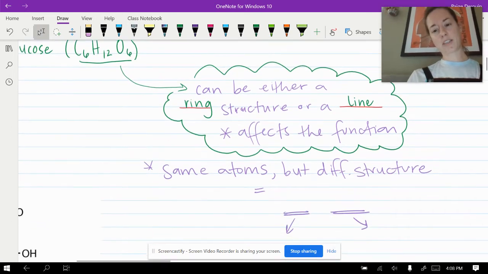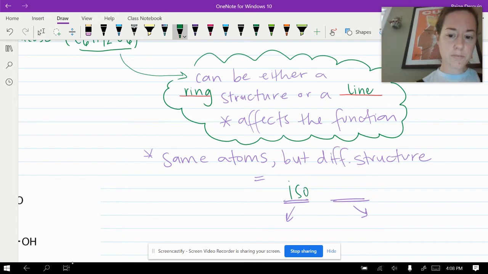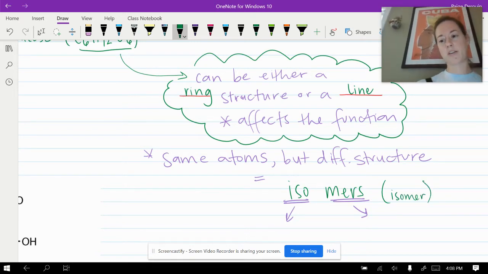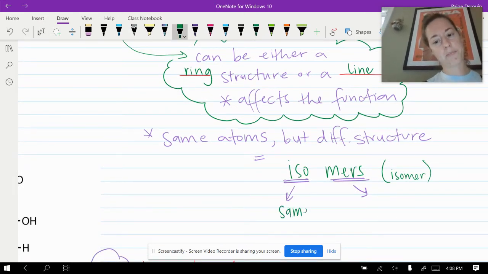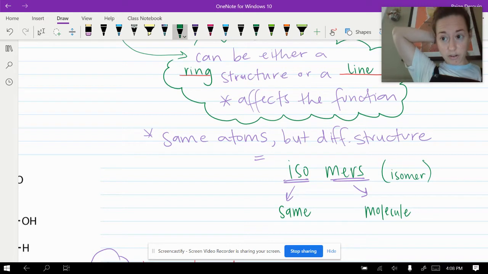So when you have things that are the same atoms but different structures, we call those isomers. It's actually one word, isomer, but I wanted to break it down to tell you what it means. Iso always means same, and mer is molecule. So basically, this word means the same molecule, same number of atoms, just arranged a little bit differently. And that's what's true of glucose in the ring shape or in the line shape.